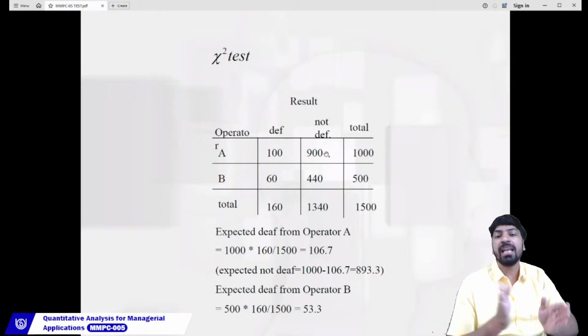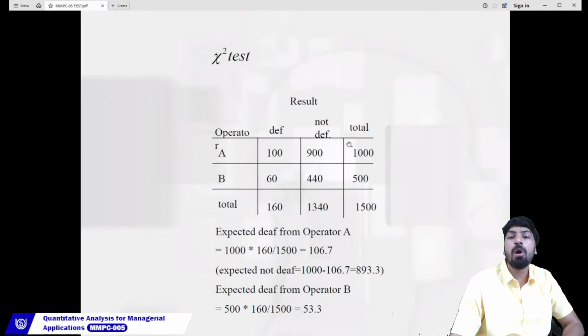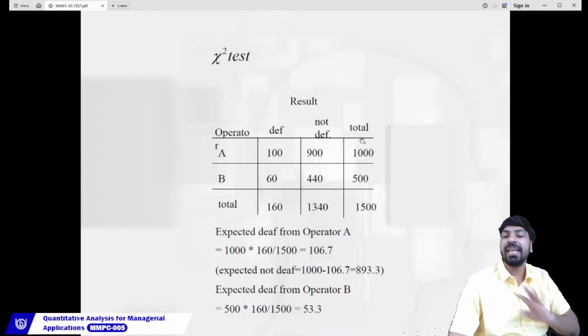Now we have to calculate the expected frequency for non-deafness, that is 900 and 440. We need to calculate the expected frequency of 900 from operator A and 440 from operator B. So how do we calculate this? It's very easy. Use the formula of expected frequency.